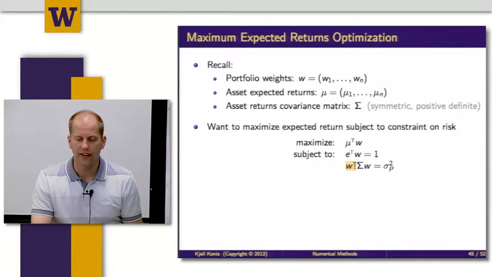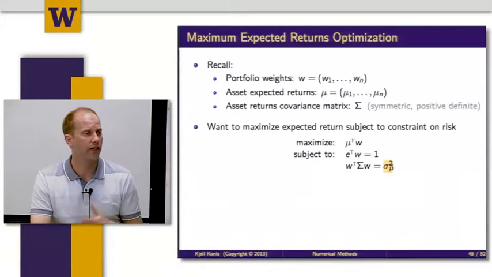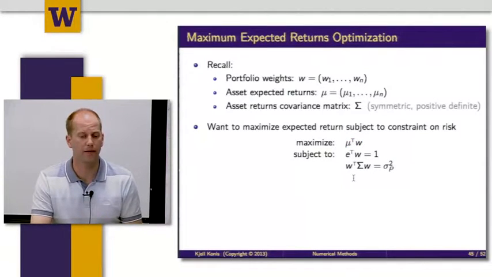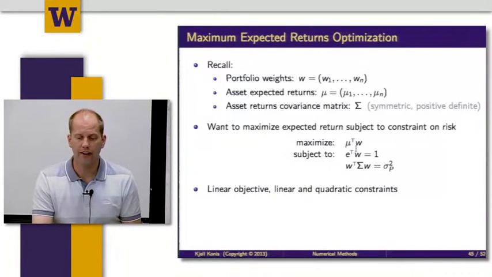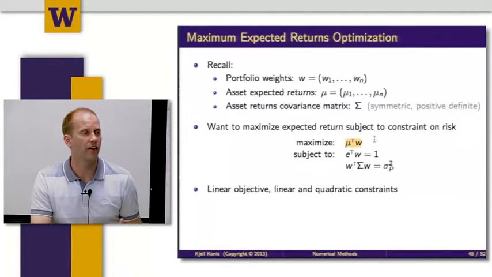The second constraint is W transpose sigma W, which is interpreted as the risk of the portfolio. The optimization I'm trying to do is subject to my portfolio having a certain level of risk. I want to choose W to give me the maximum possible expected return. That's what this optimization problem is asking you to do. So we say it has a linear objective, which means all of the w's are to the first power, and it has linear and quadratic constraints. This is the linear constraint, and this is a quadratic constraint.